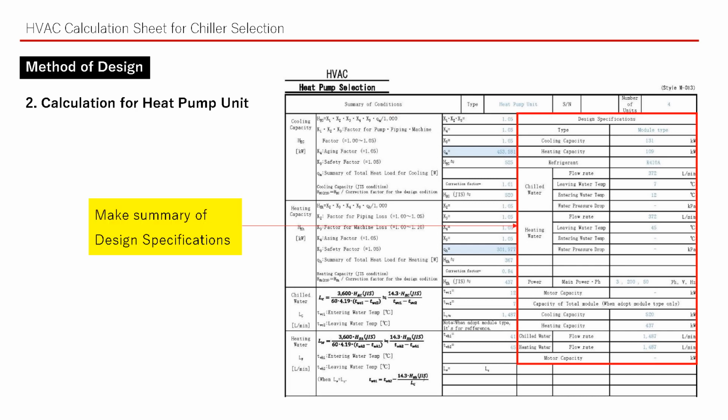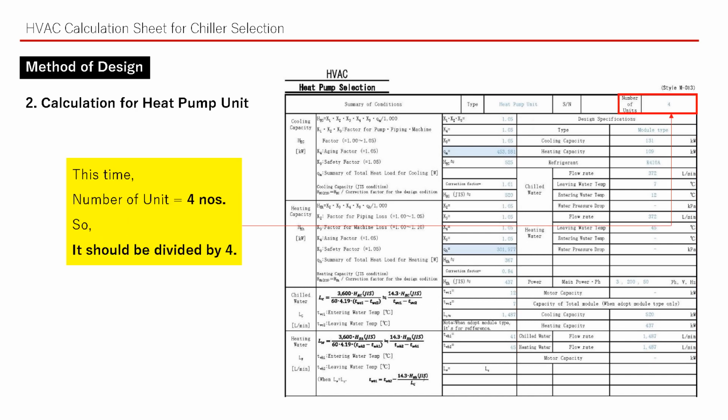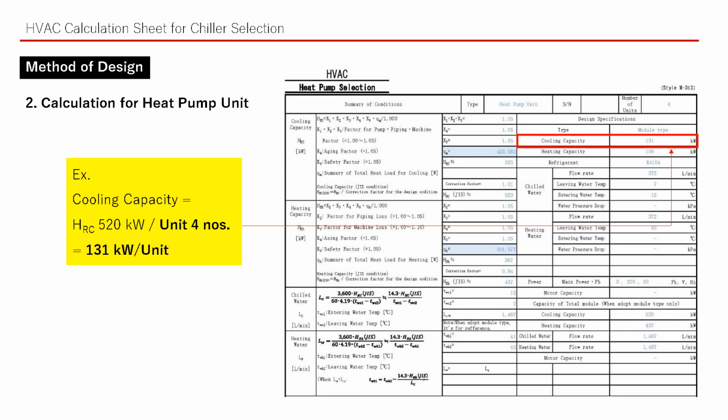Next, make summary of design specifications. This time, we assume that the number of units is 4. So, it should be divided by 4. For example, calculated cooling capacity 520 kilowatts. Number of units is 4. So, design specification is 131 kilowatts per unit.